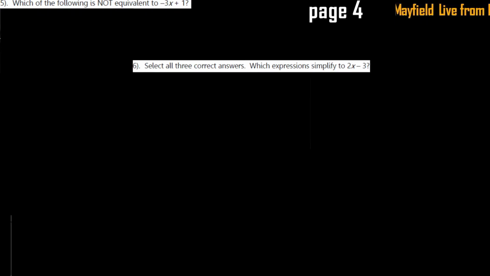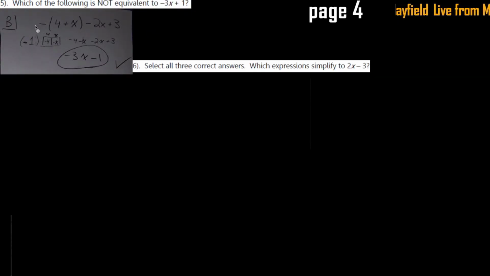Shine, coming to you live from Mayfield, and we're closing out this study guide on page number 4, and it says, which of the following is not equivalent to negative 3x plus 1? And so I'm going to give you a little spoiler. It's going to be the choice B, and again, you can kind of see that by doing the following.